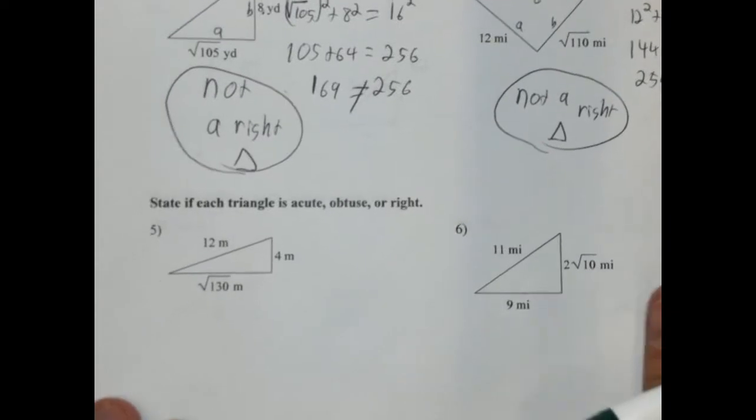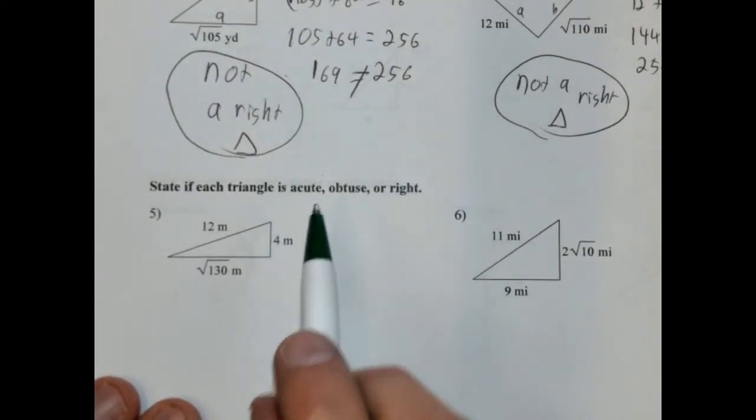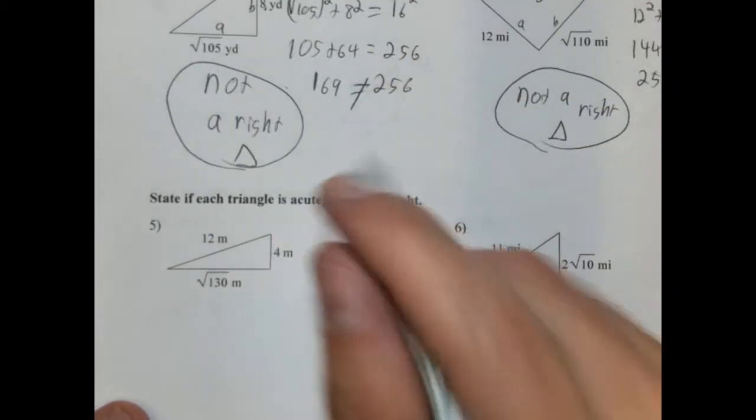State if each triangle is acute, obtuse, or right. So we're going to do something. We're going to basically do the same thing we did over here, but instead of it being equal to or not, we have to know which one is actually greater or not. It'll make sense to do it.